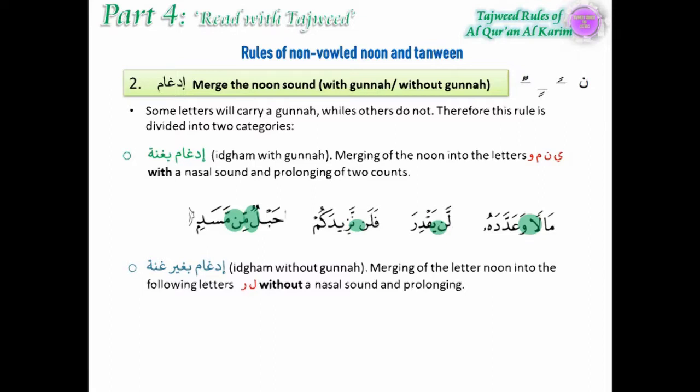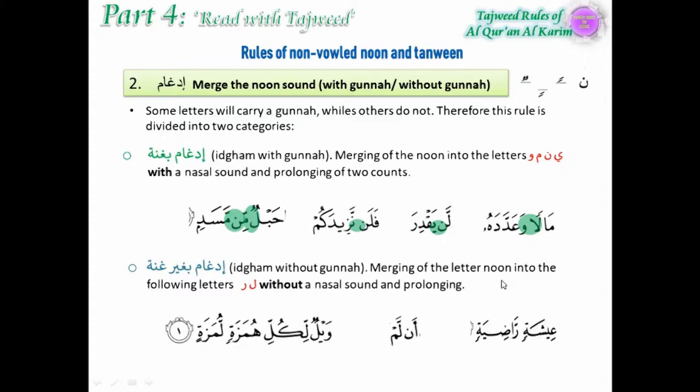The next category out of the two, so the second one out of the two, is idgham bighayri gunna. So this is idgham without gunna. So without the nasal, without the stretching. And this is the merging of the letter noon into the following letters, lam, ra. So out of yarmalun, lam and ra are the ones we say without a nasal sound and prolonging.